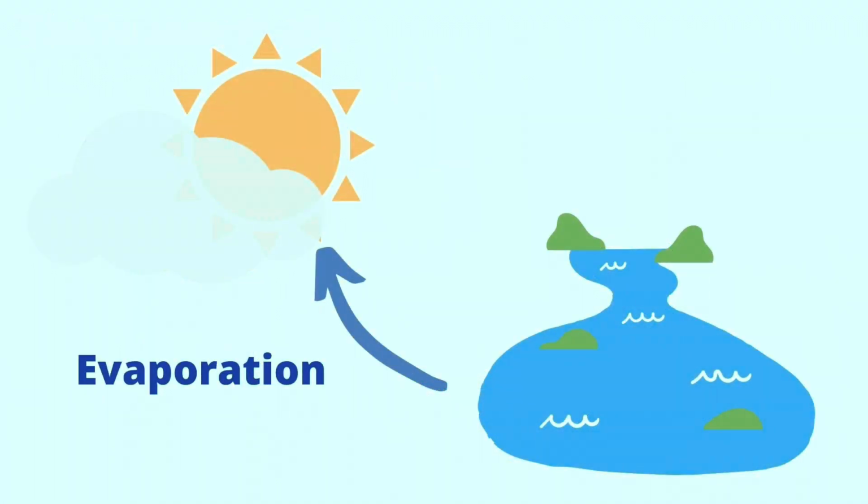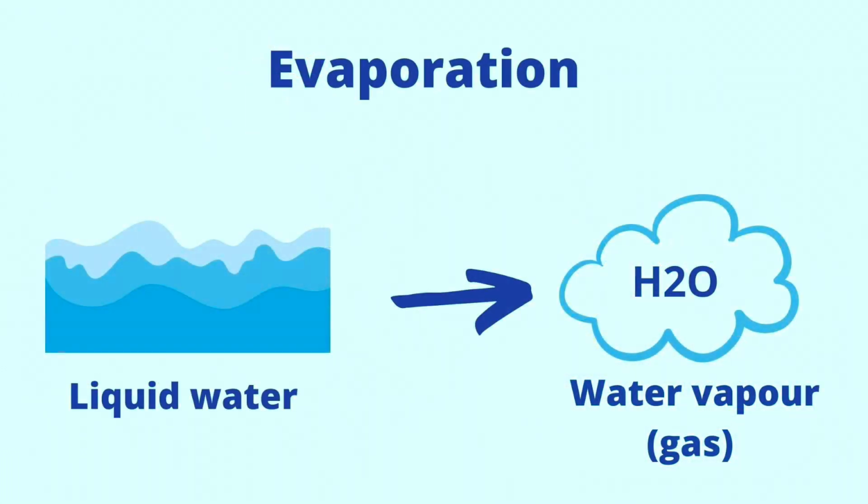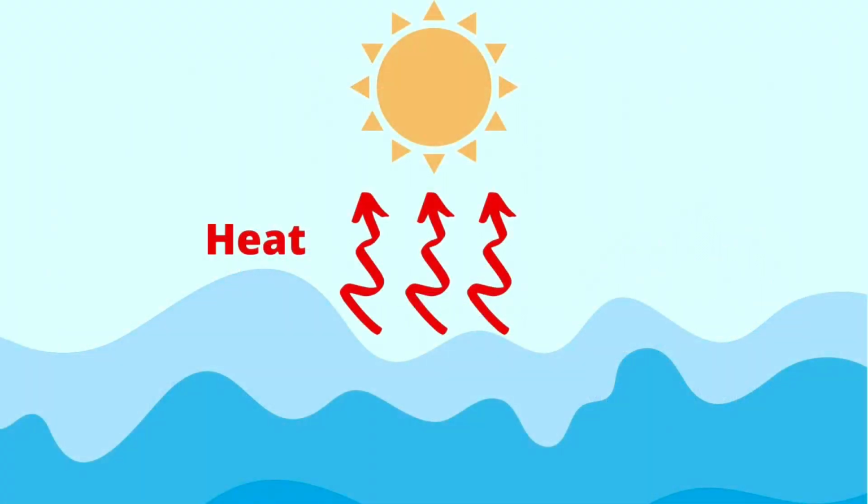Water travels from many different bodies of water, such as oceans and lakes, into the atmosphere by a process known as evaporation. Evaporation is when water goes from a liquid state into a gas state, which in our case is water vapor in the atmosphere. This happens when heat from the sun causes water molecules to become so active that some of them rise into the atmosphere as vapor.